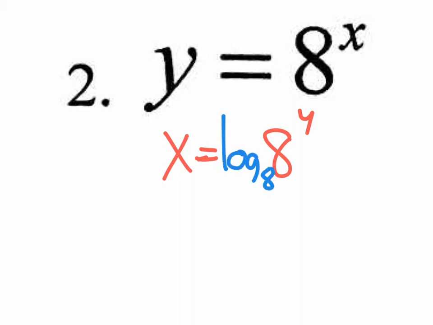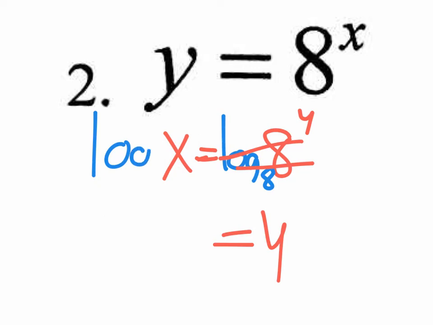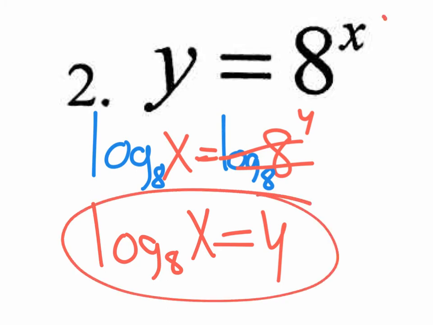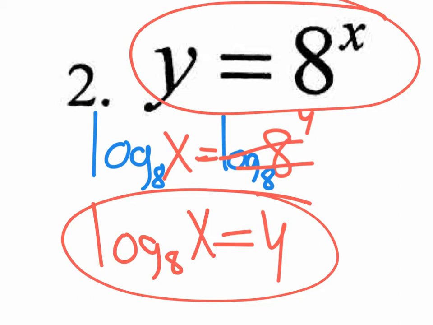Why am I going to apply a log base 8? Because log base 8 of 8, what happens? Cancels out. That's the whole purpose. The y comes down, equals. But then again, if I apply a log base 8 on the right side, I have to apply a log base 8 on the left side. So I'm going to end up with log base 8 of x. That's your inverse function of the original y equals 8 to the x.